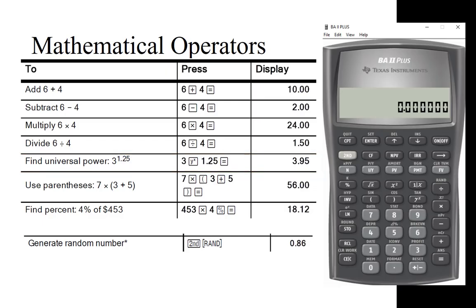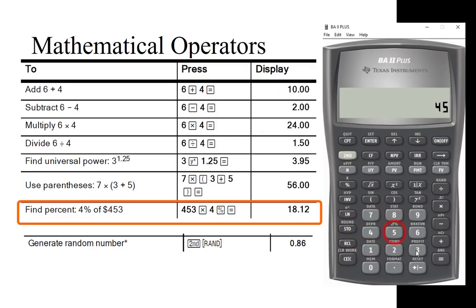It's also possible that if we wanted to find a percent of some number, in this example we have $453 times 4, and we notice that this 4 stores in as the number 4, and as soon as we hit percent, it converts it to a decimal. Then we'll hit equals, and that gives us a value of 18.12.